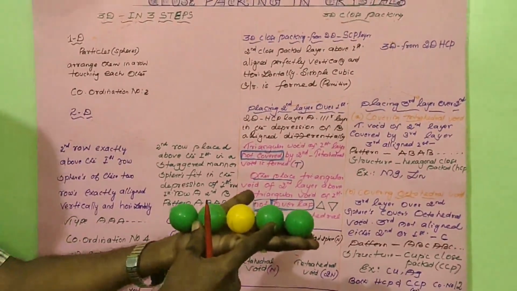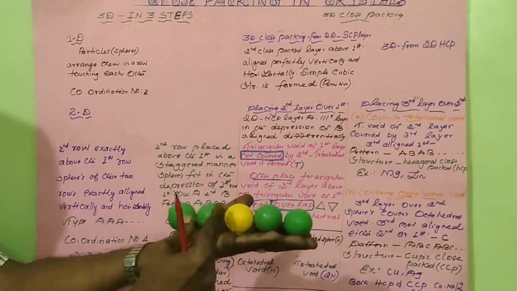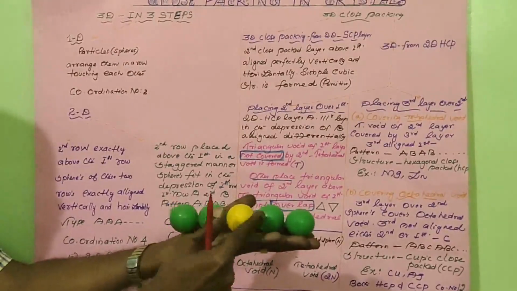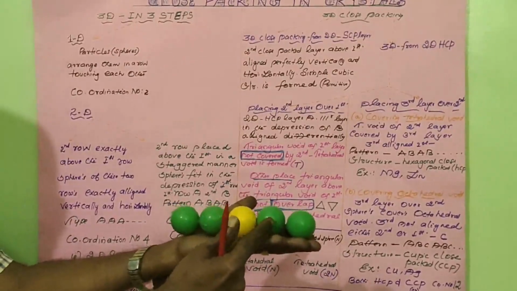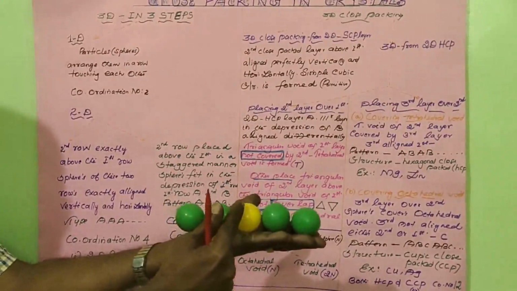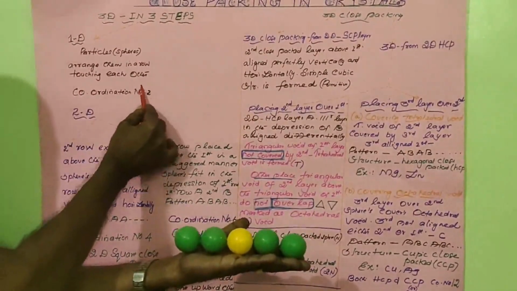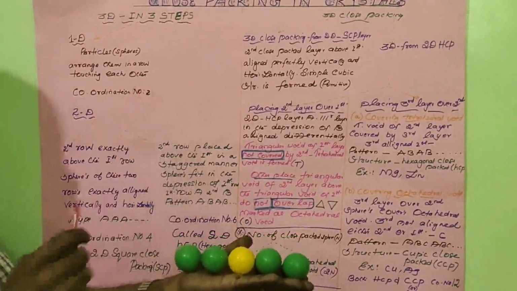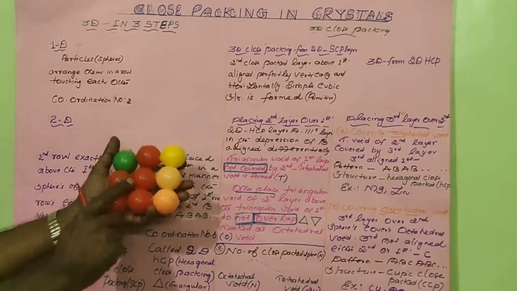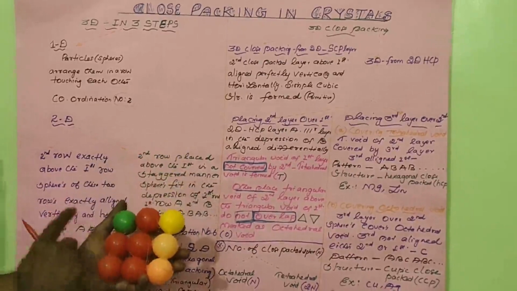So what is coordination number? The number of close neighbors. Here, with spheres, the coordination number is 2. So in 1D the coordination number is 2. Next, 2 dimension.